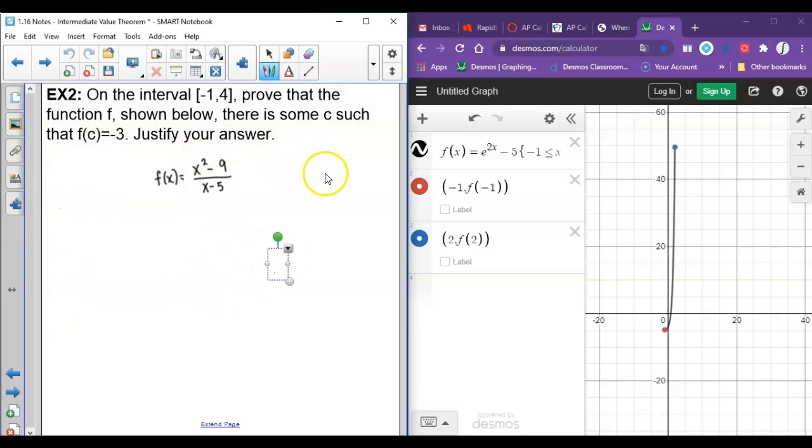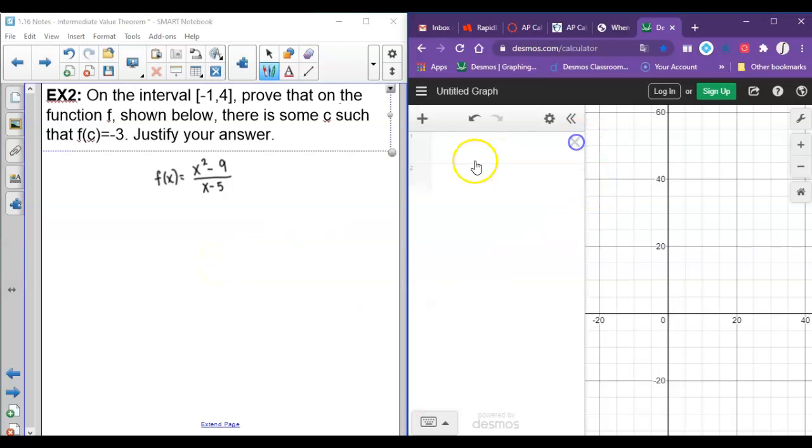Okay, on the interval from negative 1 to 4, prove that on the function f shown below, there is some c such that f of c equals negative 3. Justify your answer. So if we think about what we're doing here, I'm going to go over here to Desmos really quickly.